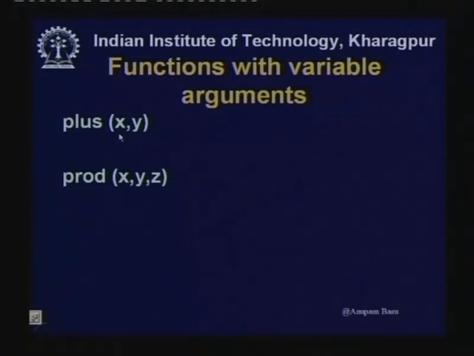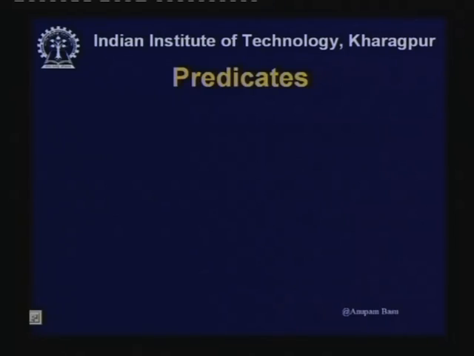Similarly, we can have functions with variable arguments like plus xy, product prod xyz, any of these things we can have. It is not necessary, although in the earlier example we have shown with constants, it can also have variables for that. Now, that is what is function. Probably some of you have learned that in the discrete structure course, you can consider this to be just a revision. Then what are predicates?